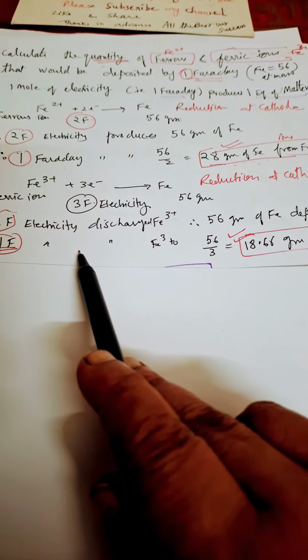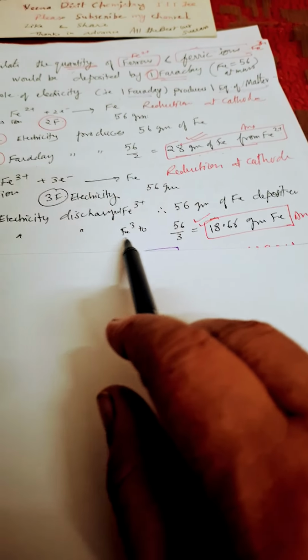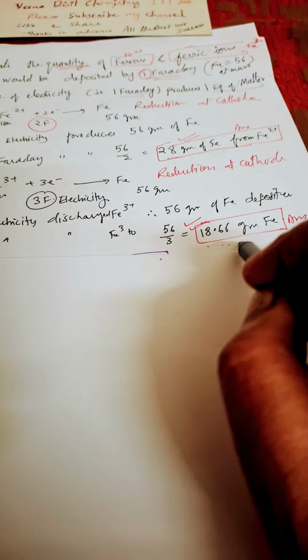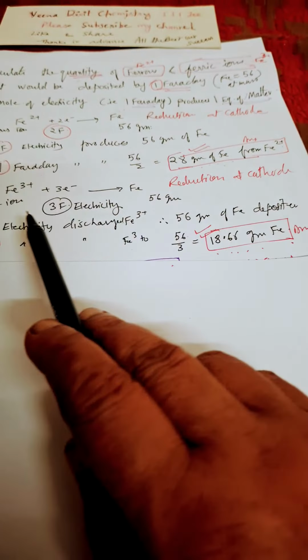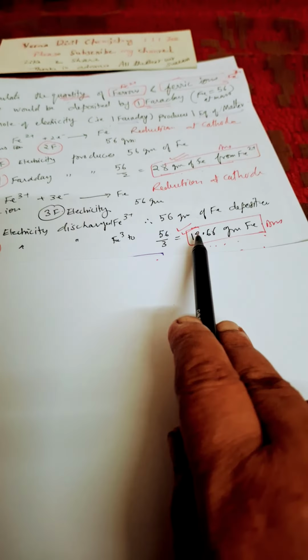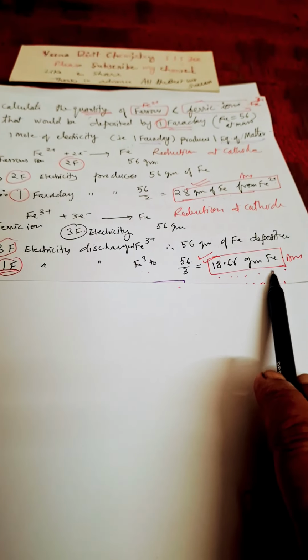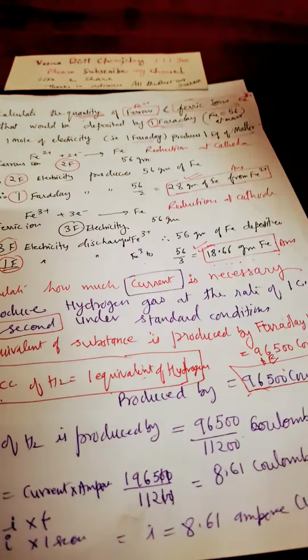So 1 Faraday electricity is required to deposit how much? 56 divided by 3, that is 18.66 gram of iron. So it means 1 Faraday deposits of Fe3+ deposited 18.66 gram of iron. Clear to you? Now we'll go for the next one.